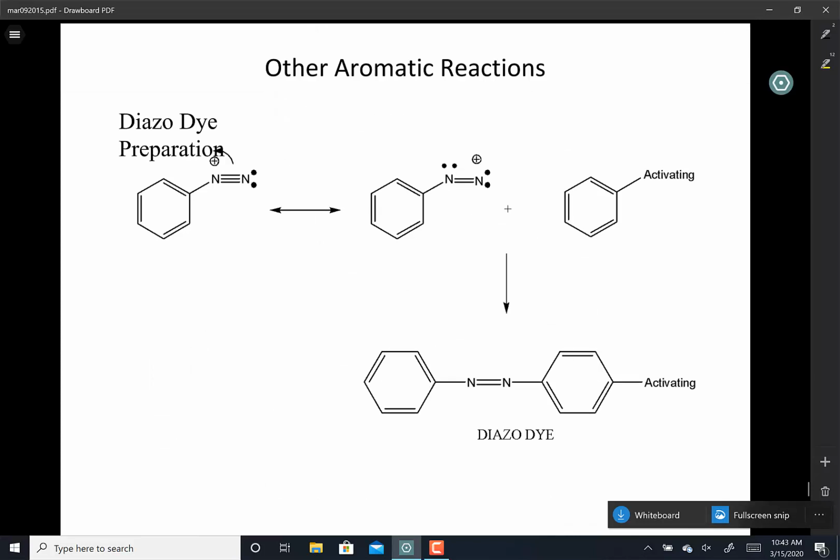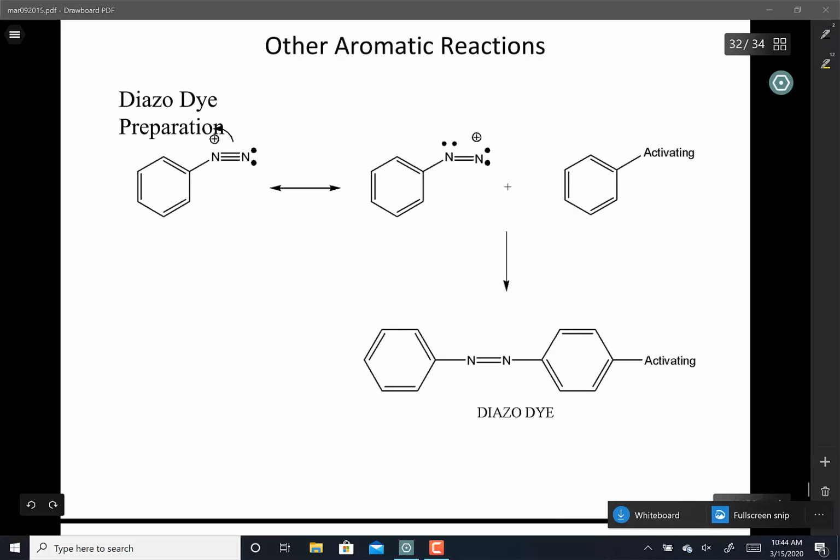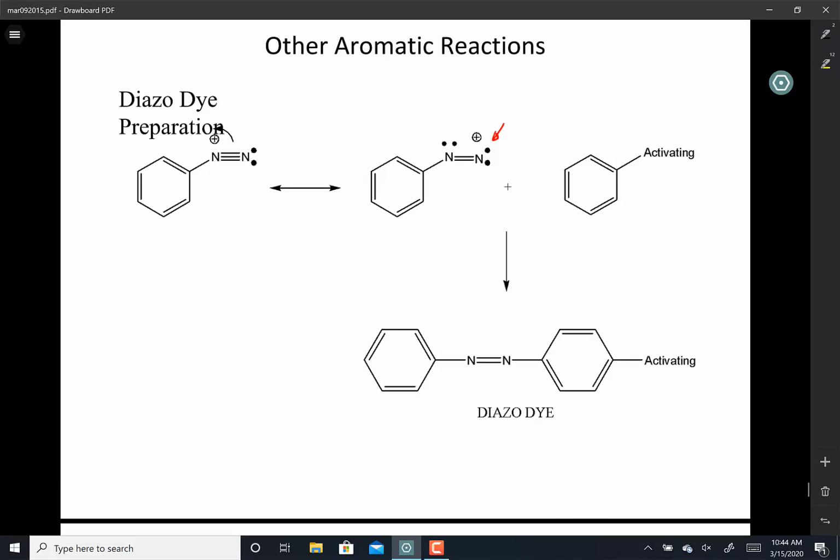Now, just as an aside, diazonium salts can also be used to make what are called diazo dyes. I'll show you some examples. You've used these in general chemistry lab. So diazo dyes are when you take your diazonium salt, you can actually draw a resonance structure where you put the positive charge here on the end of the N triple bond N. And now this whole thing is my E plus. You can react that as an E plus with an activated benzene ring.